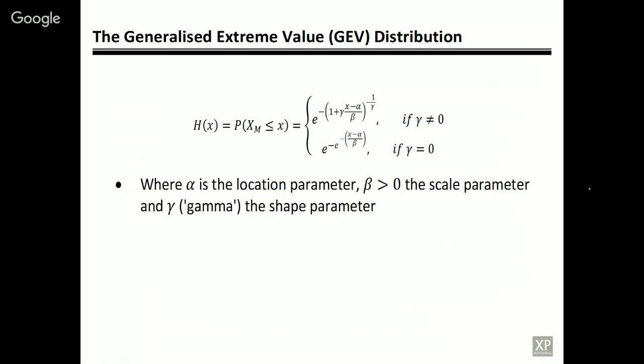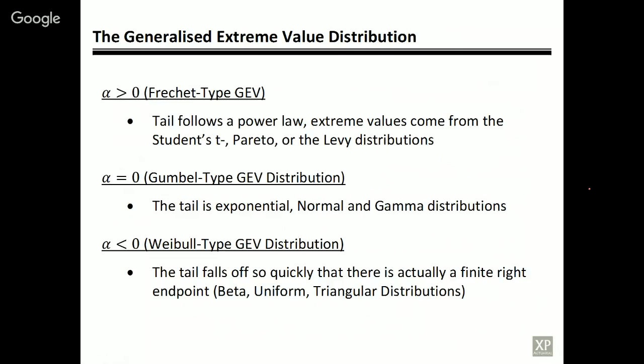Now, the important parameter in this is alpha. So if alpha is greater than 0, we have a Frechet type distribution. And here the tail follows a power law, where extreme values come from the student T, Pareto, or Levy distributions. And these distributions have heavier tails.